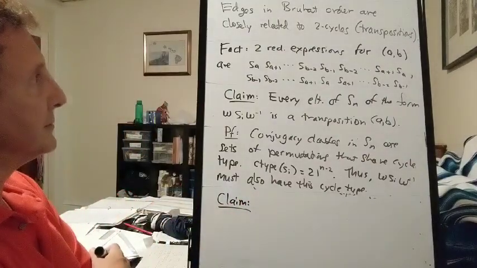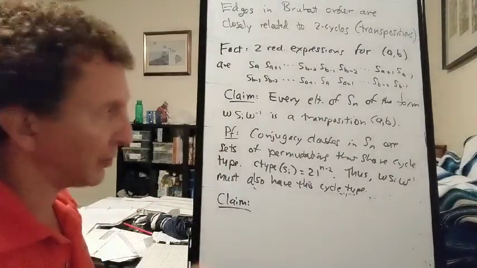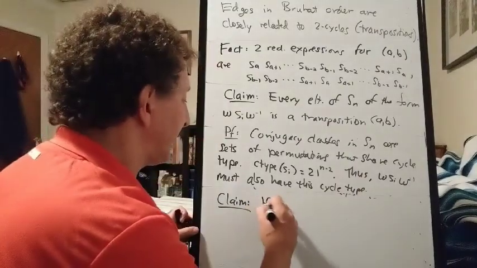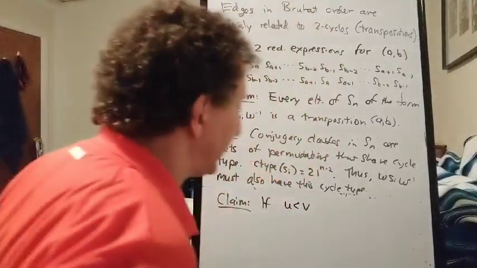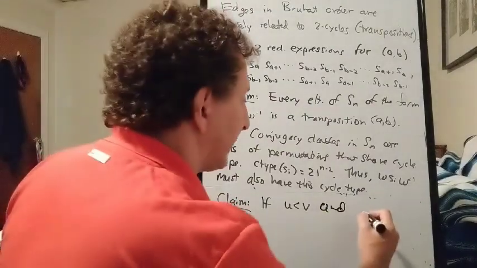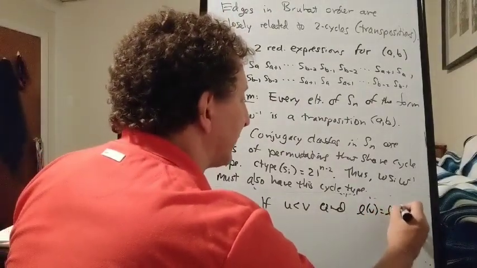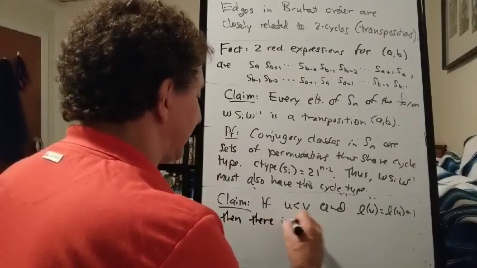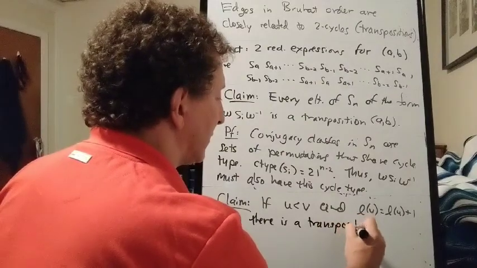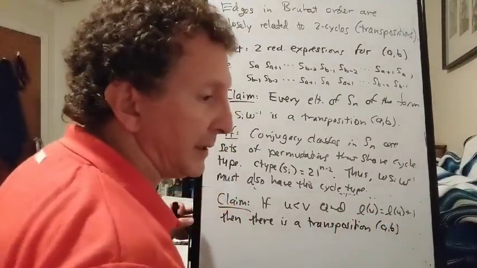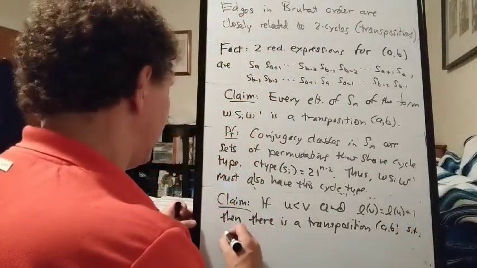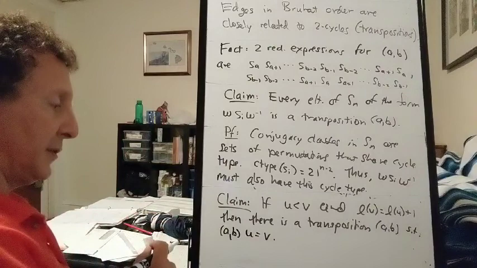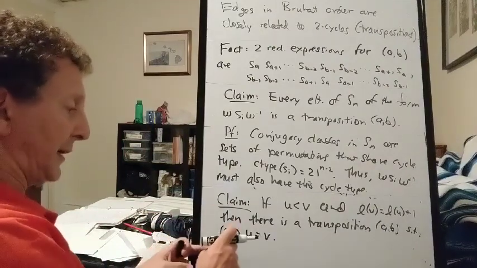All right, and now to justify what I said about the edges corresponding to multiplication by transposition always, I claim that if u is less than v in the Bruhat order and length of v is exactly 1 greater than length of u, then there is a transposition AB such that AB U equals V. So indeed every edge is multiplication on the left by a cycle.